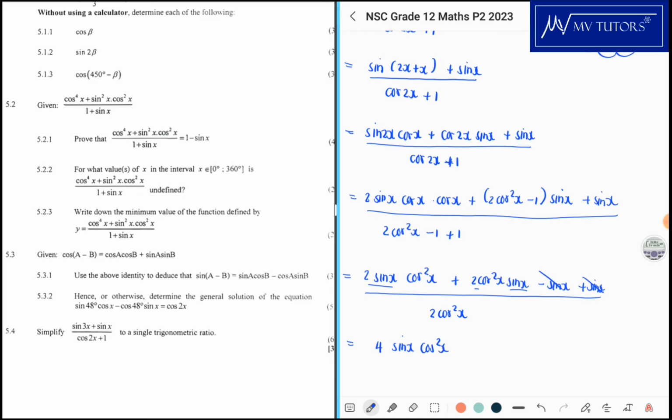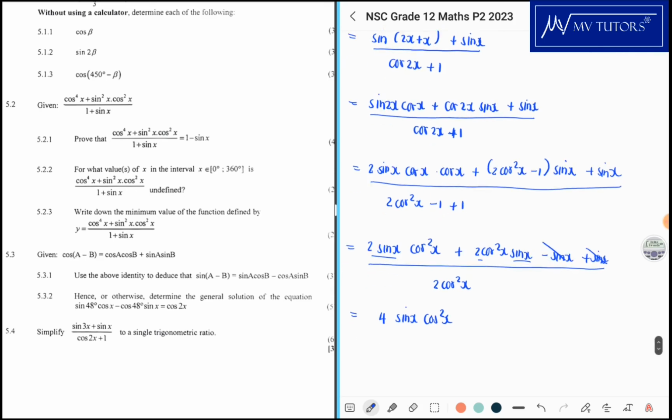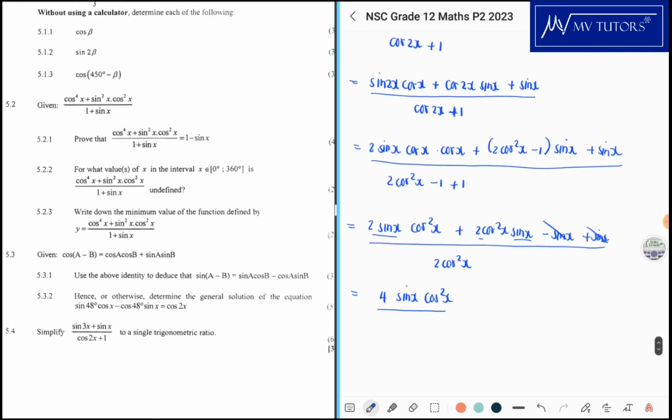Right? And the sine x's have cancelled. Yes, they have. Okay. I hope I'm not making any error there. Let me see. 2 sine x cos squared x. 2 cos squared x sine x minus sine x plus sine x. Okay. And in the denominator, I have 2 cos squared x.